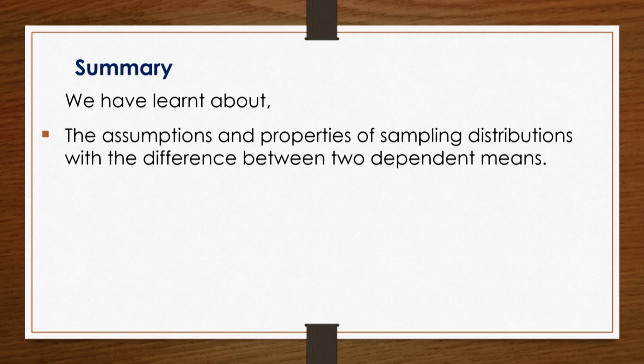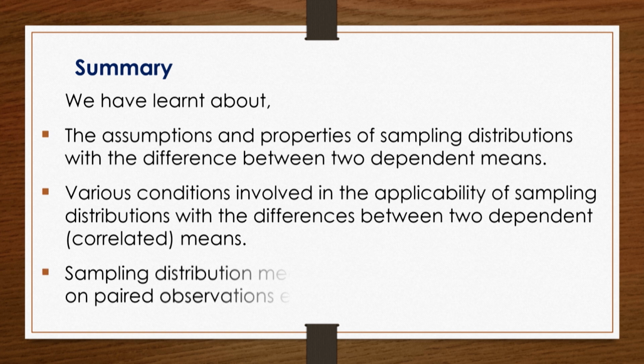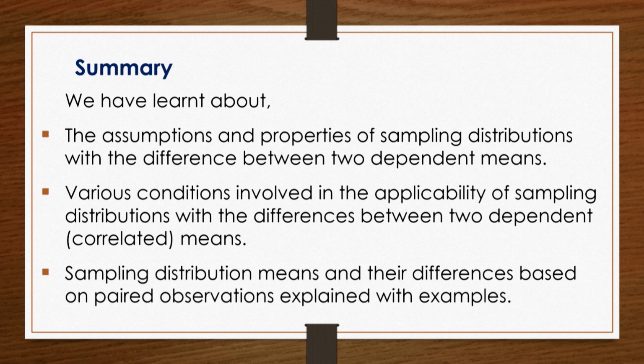Students, let us summarize what we have learned in this video. We came across the various assumptions and properties of the sampling distribution for the difference between two dependent means, the various conditions involved in testing the two-sample dependent t-test, and the applicability of the sampling distribution for the difference between two dependent or correlated means. Sampling distribution means and their differences based on paired observations were explained with an example. Students, I hope the concepts are clear to you, which will be helpful to you in your research.